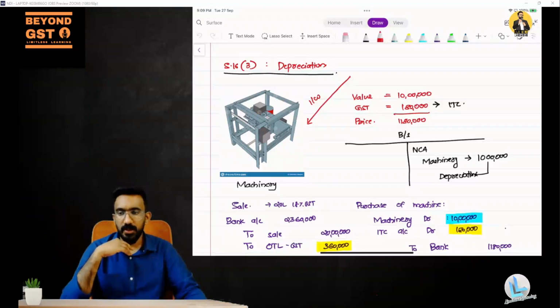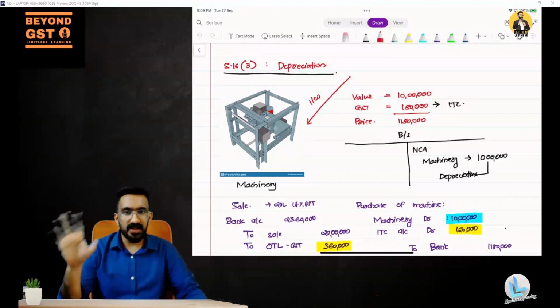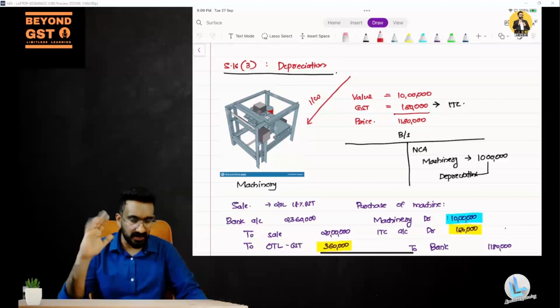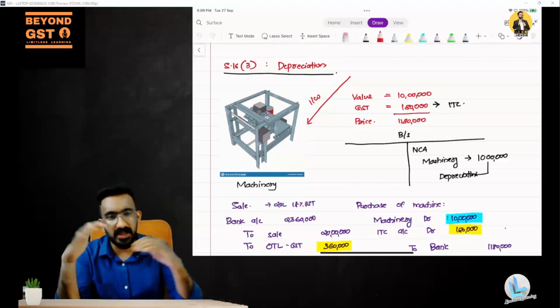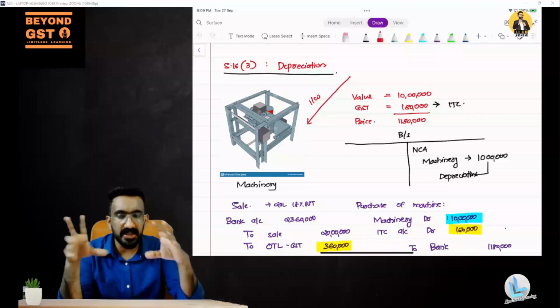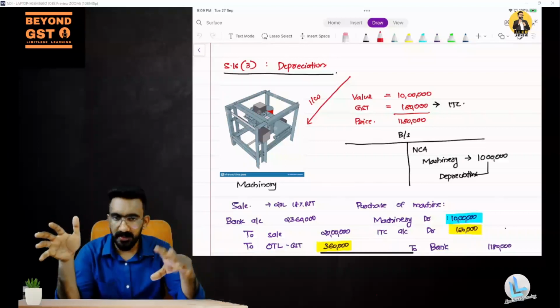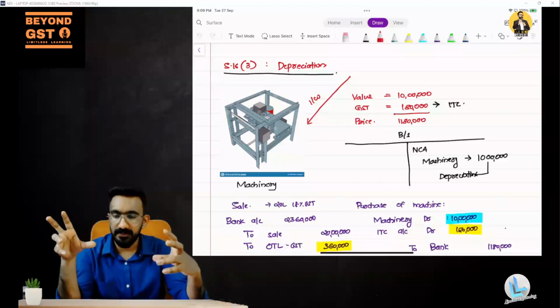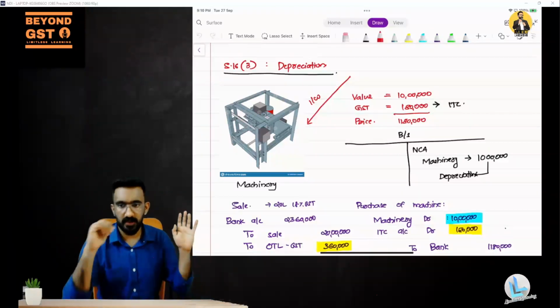What is the amount that I'll capitalize? The understanding here is if you capitalize 11,80,000, you will claim depreciation on the entire 11,80,000. If it is for 10 years, you will divide 11,80,000 by 10, which means 1,18,000 every year you will claim depreciation. Then you're claiming depreciation even on the GST component. Then you're not allowed to take ITC on 1,80,000.